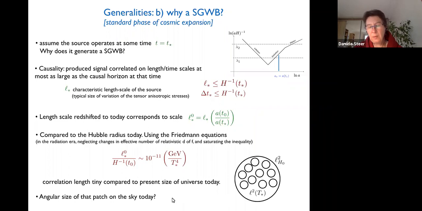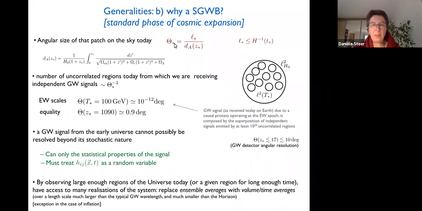So clearly we're talking about lots of little patches inside the huge Hubble patch. And you can even ask, what's the angular size of that patch on the sky today? The angular size of that patch on the sky today is simply L star divided by the angular diameter distance, whose expression is given here. And so you can calculate that quantity as a function of z. Here again, you would have to saturate the equality. So you see theta star is a function of the redshift at which the source operates. If you replace L star here by H inverse, which is also a function of z, you can calculate theta star as a function of z star.